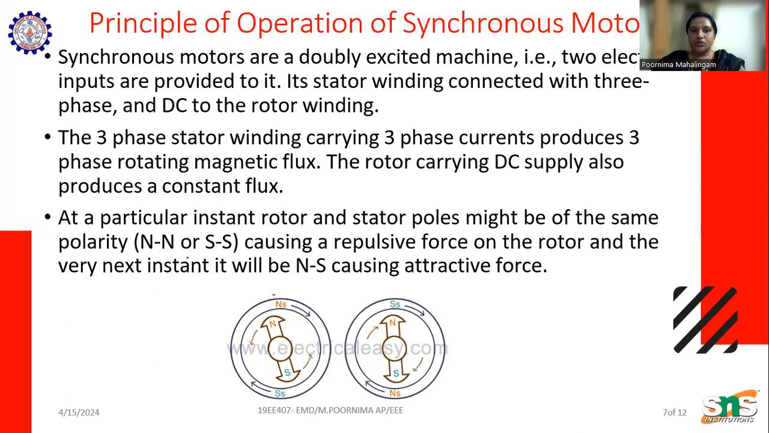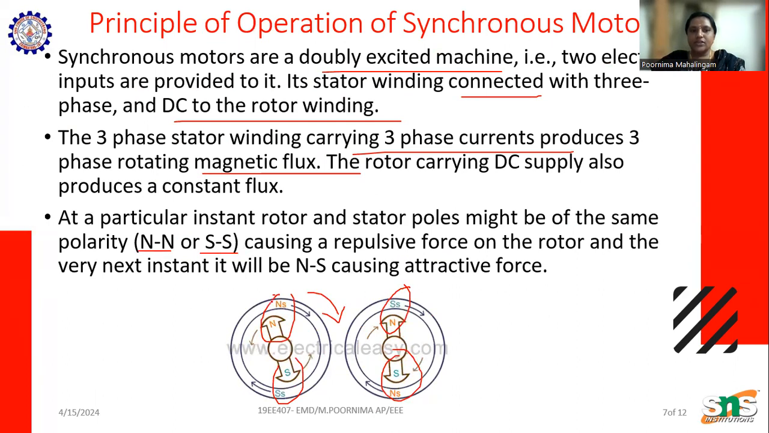Here we can see the principle of operation. The rotor has north and south poles, and we have seen the clockwise direction. It is a doubly excited machine. The two inputs are provided: the stator winding is connected to the three-phase supply and DC to the rotor. The three-phase winding carries three-phase current and produces a three-phase rotating magnetic field, and the rotor is made with the same polarity, NN or SS.